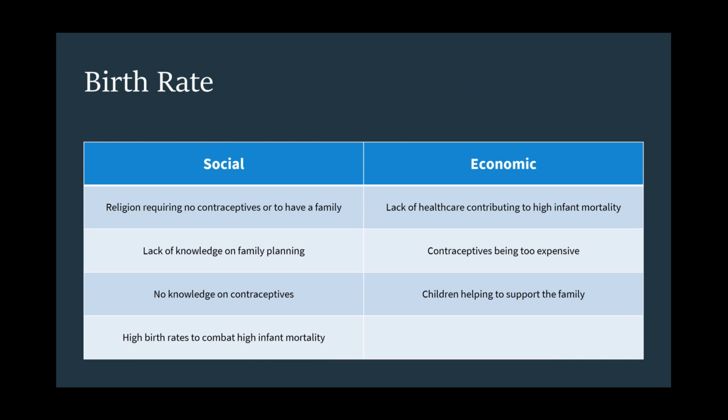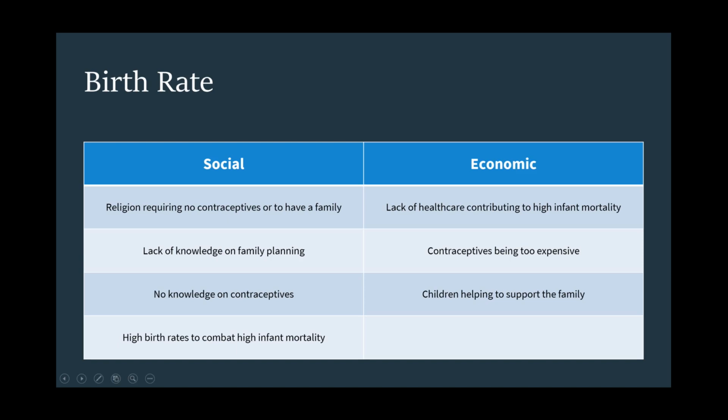So, going into some of these social and economic reasons which might cause a birth rate to be high or low. Religion requiring no contraceptives. There are certain religions in this world where followers are taught that contraceptives shouldn't be something that they use, and that's kind of to encourage having families, and that can also be a cultural reason as well in a lot of places, so that's one of them.